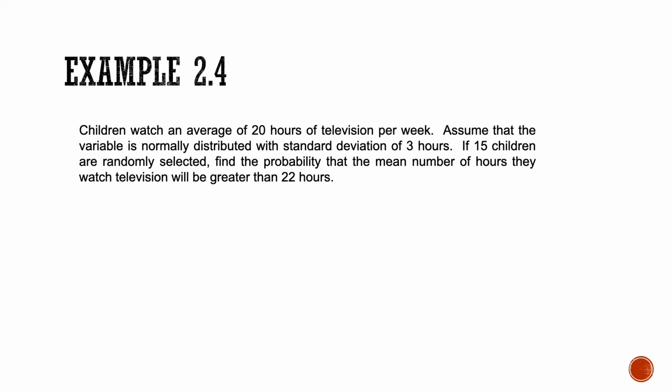Okay, next, example 2.4. Children watch an average of 20 hours of television per week. Assume that the variable is normally distributed with standard deviation of 3 hours. If 15 children are randomly selected, find the probability that the number of hours they watch television will be greater than 22. Okay, identify the information given in this example. So we have the average value mu equals 20, standard deviation sigma equals 3, n equals 15, and they want to find the probability of x bar greater than 22.